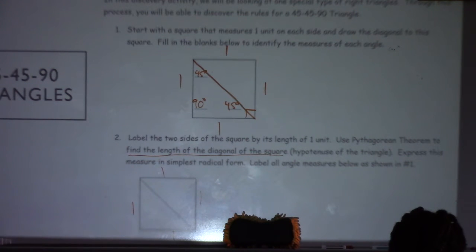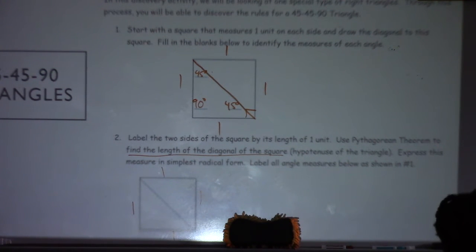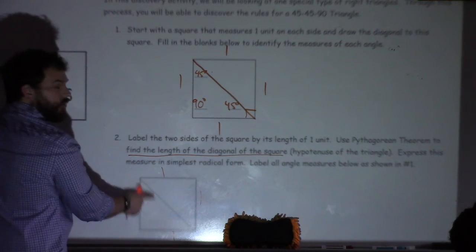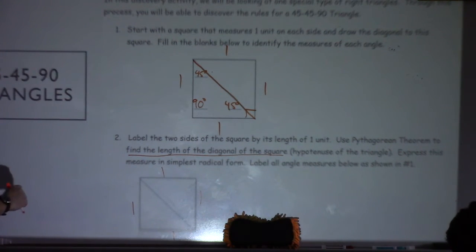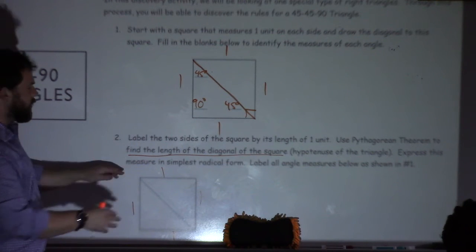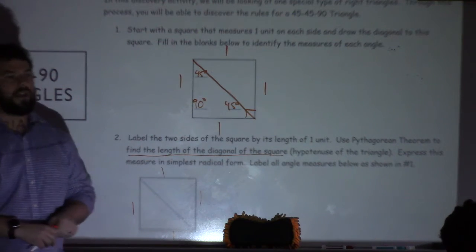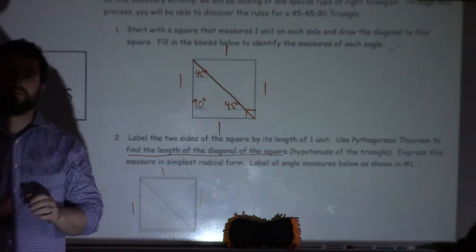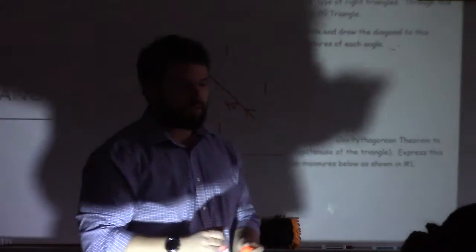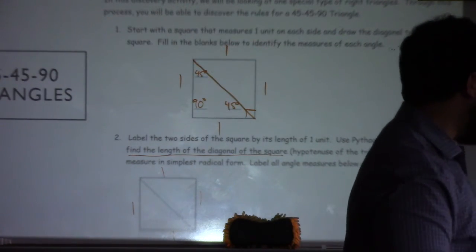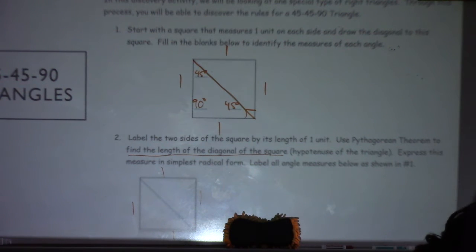You're going to use that Pythagorean theorem, right? Because what do I know these two sides are? 1 and 1. So use that to help you figure out what the hypotenuse is, which will be the diagonal of the square. Notice we want it in simplest radical form, okay? So work within your small groups, find what that radical is. It will be a radical. So you're finding the length of that diagonal. We're trying to discover the ratio of 45, 45, 90.